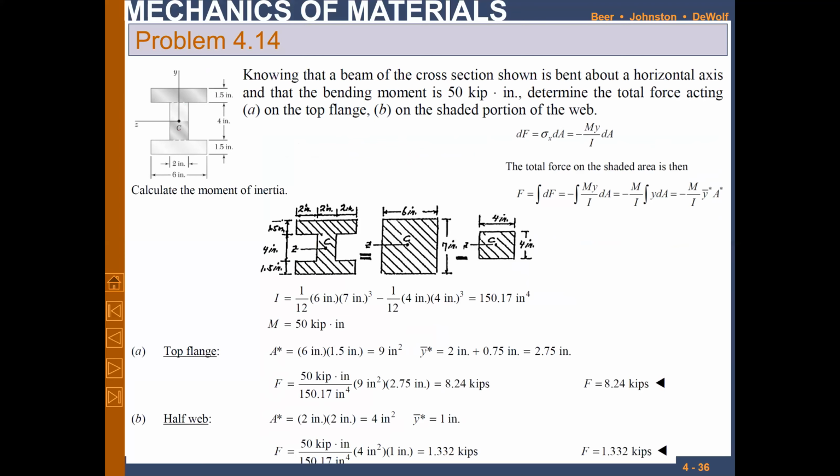Right? So F at the half web will be 1.332 kips, and F at the top flange will be 8.24. Right? So this is problem 4.14.